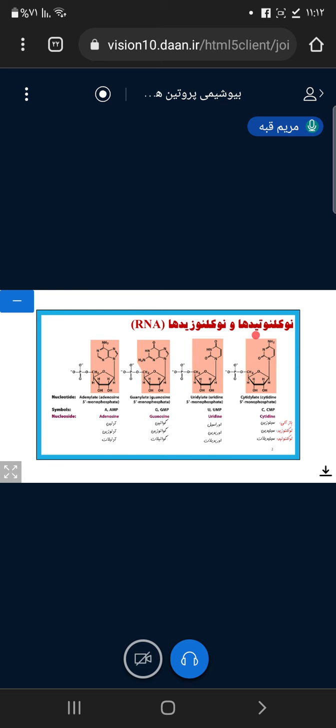Now the names of nucleotides and nucleosides in RNA. In RNA, the pentose has hydroxyl at 2 prime. Therefore, the name doesn't get deoxy. So, with adenine in RNA, the name of nucleoside is adenosine. And the name for nucleotide is adenylate.